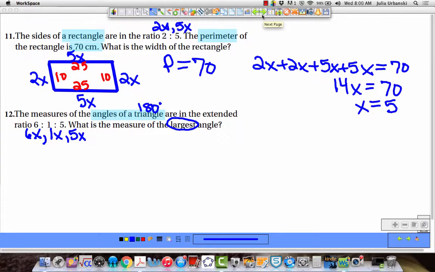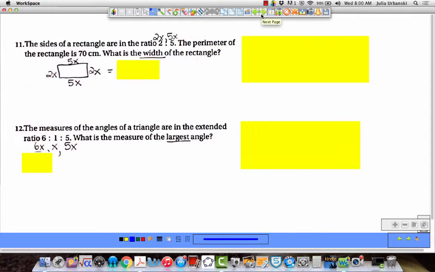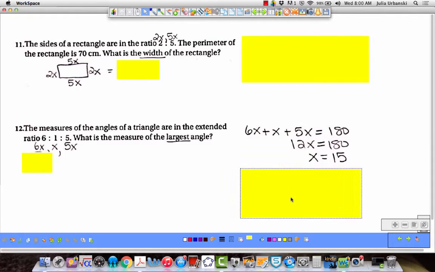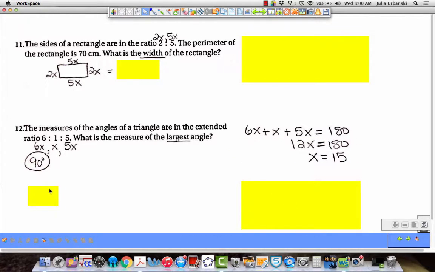All right, 90. Do we all agree with that? Okay, good job. You make them all add up to 180, and then you plug that answer, x equals 15, into the largest one, which is 6x, 90 degrees. Okay, when you make a picture, make sure you put the parts inside the angles, because this was an angles problem, not a sides problem.